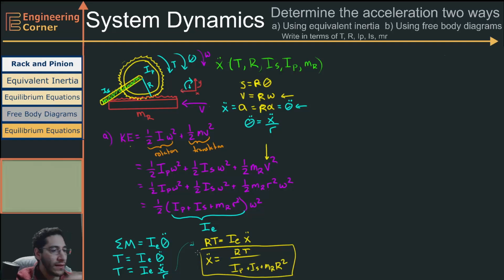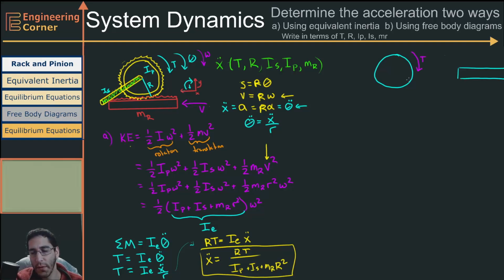So now let's do this again, but using free body diagrams. To do the free body diagram, I have to draw a free body diagram of the gear, and I have to draw the free body diagram of the rack. And I'm going to simplify it. I'm just going to do a circle, and I'm just going to do a rectangle. So I'm going to put the forces that I know on here.